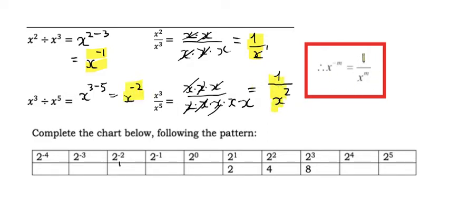Okay, so that's what this generalization says, that if it's x to the power of negative m, that's the same as x to the positive m in the denominator.